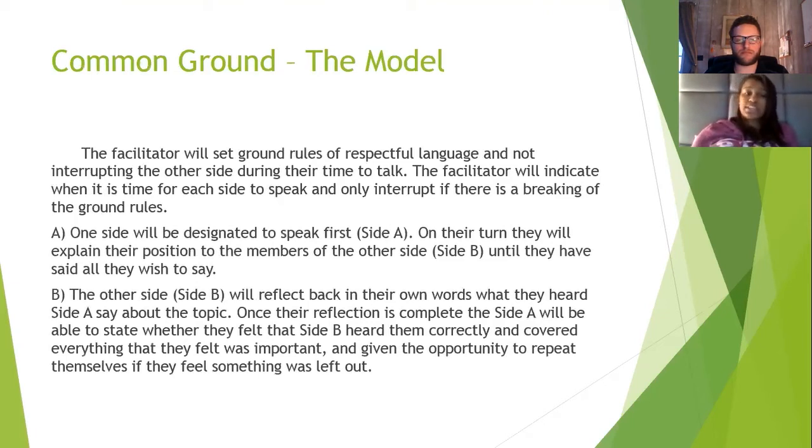One side will be designated to speak first. On their turn, they will explain their position to the members of the other side until they have said all they wish to say. The other side, side B, will reflect back in their own words what they heard the other person say, or what they think they heard the other person say. Once their reflection is complete, side A will be able to state whether they felt that side B heard them correctly and covered everything that they said or felt that was important, and be given the opportunity to repeat themselves if they feel something was left out.